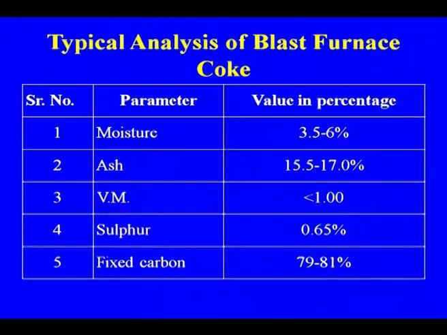Typical analysis of the blast furnace coke which we are getting. Here you see the ash is reduced to 15 to 17%, because the ash is very high in the case of Indian coal, and this is from one typical steel plant that I have taken the data from. Volatile matter less than 1, sulfur 0.65, and fixed carbon is 79 to 81%.